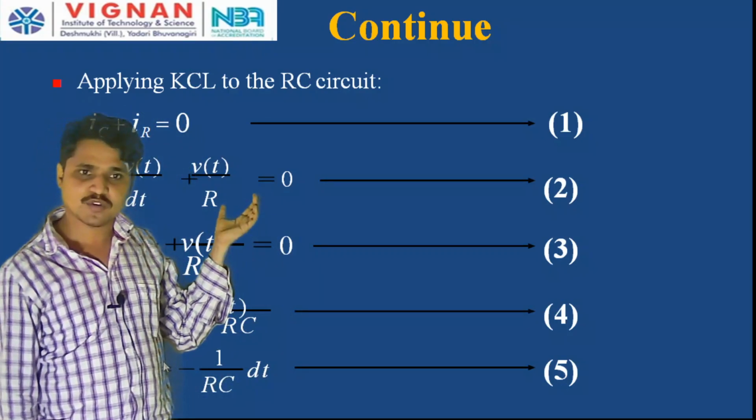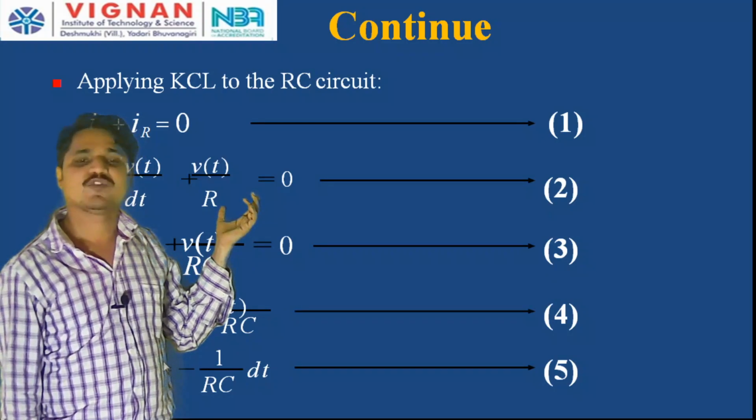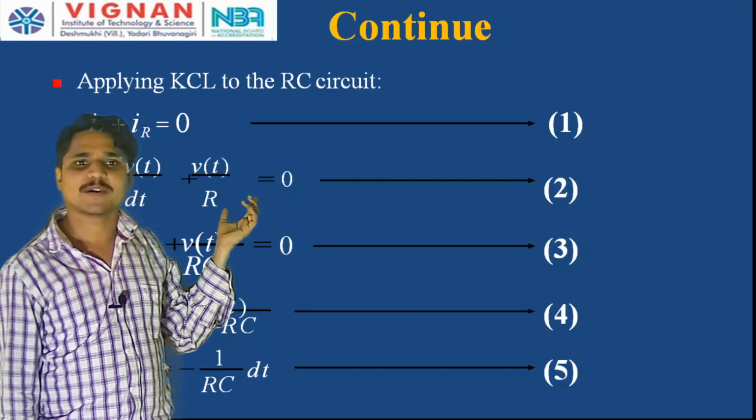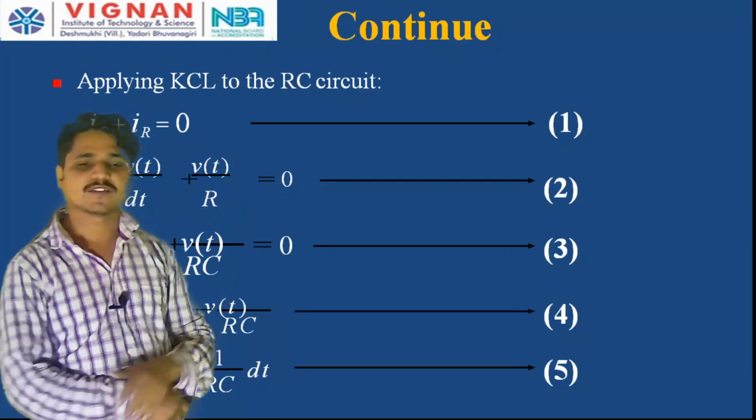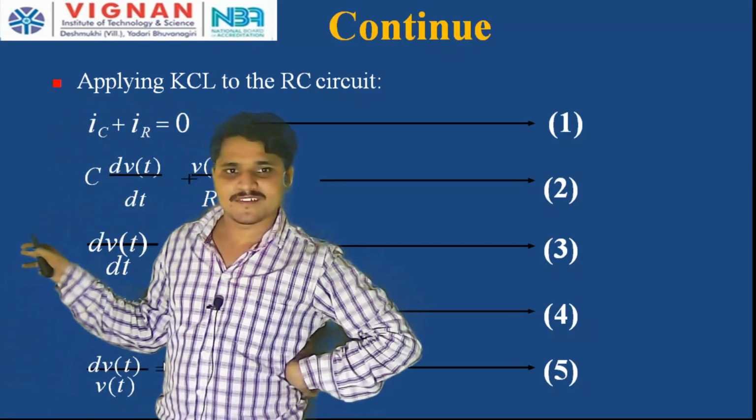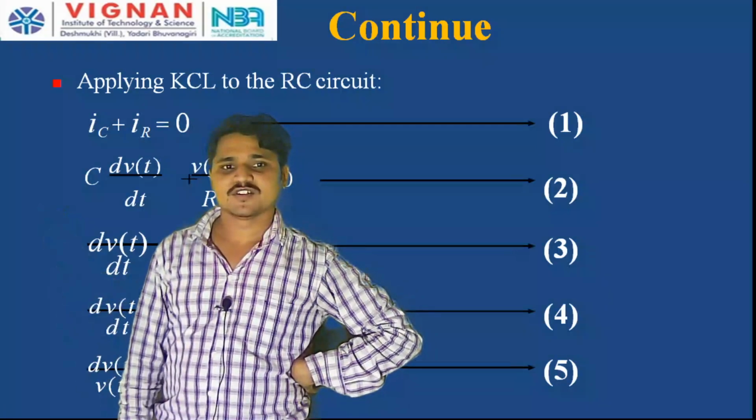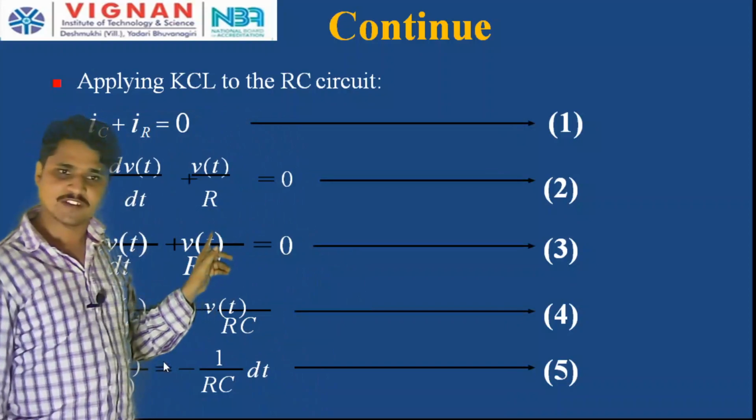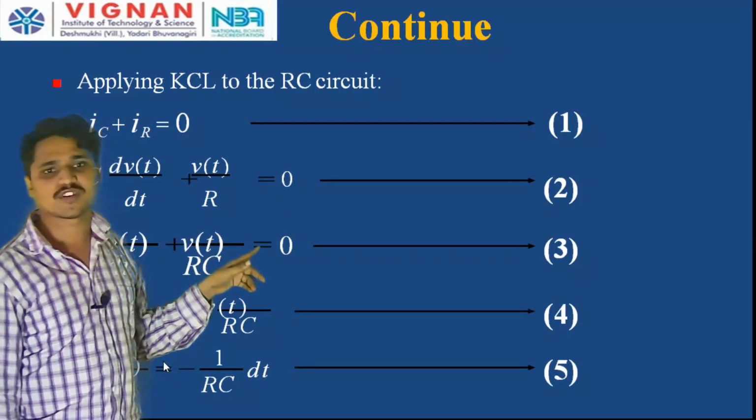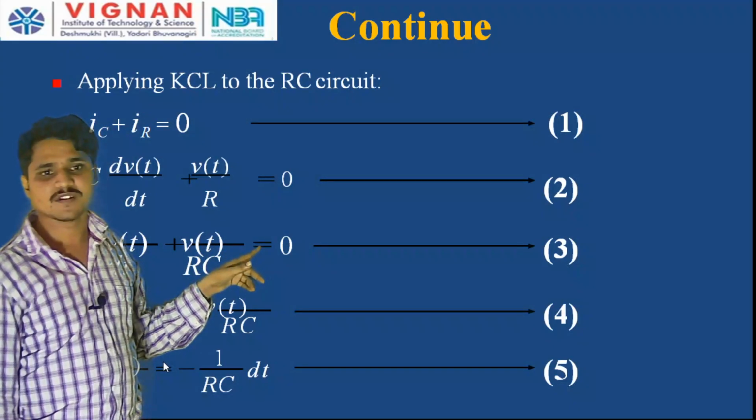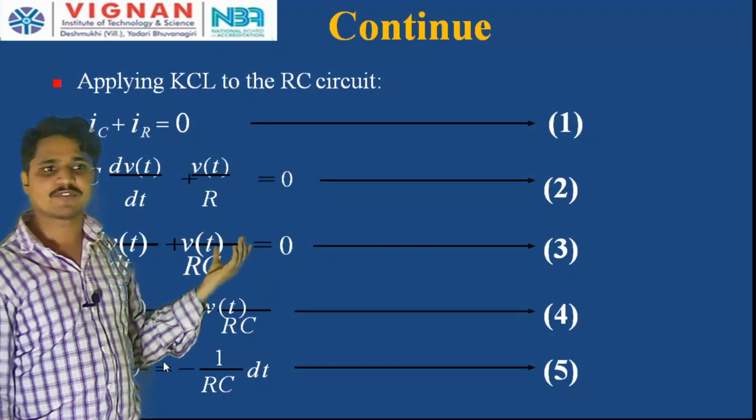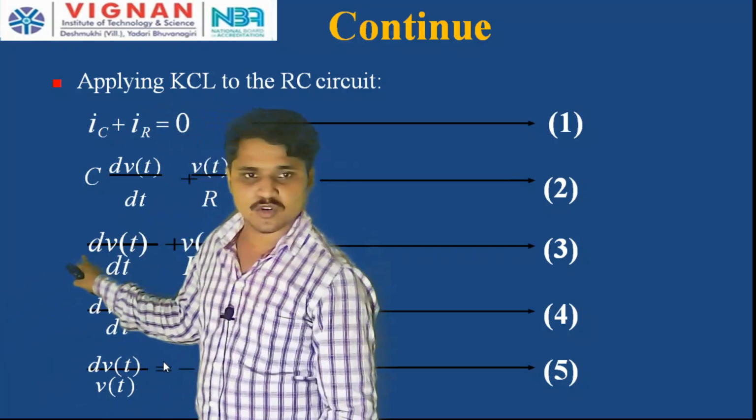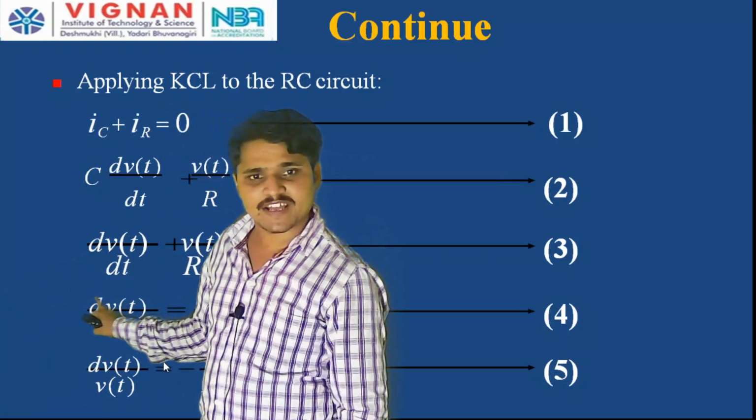As I want to calculate V of t, I am doing some mathematical operations. Take C common and send the remaining term to the right-hand side. So, dV of t by dt plus V of t by RC is equal to 0. This is equation number 3. Bringing V of t by RC to the right-hand side, dV of t by dt is equal to minus V of t by RC.